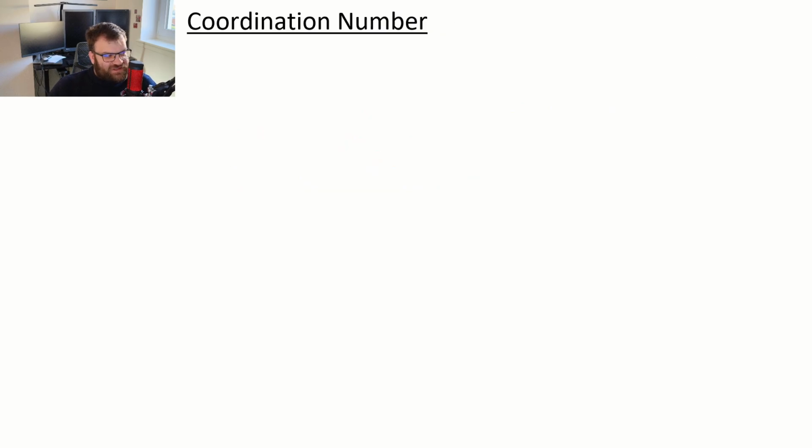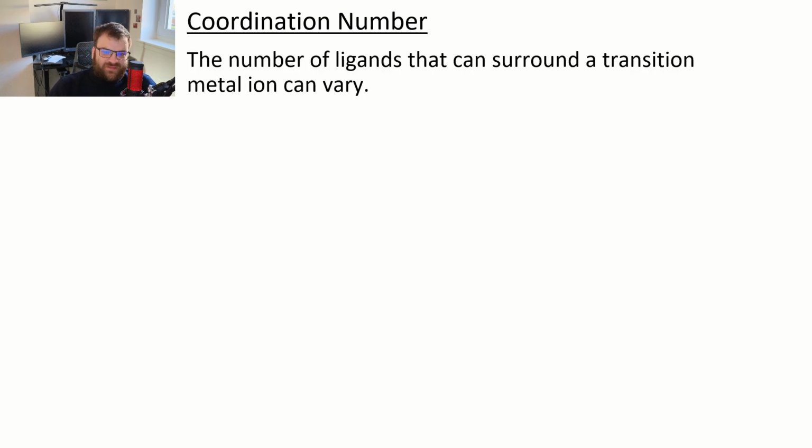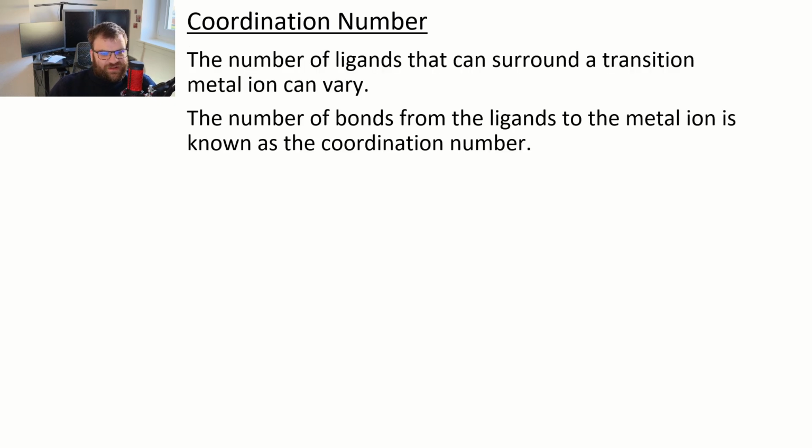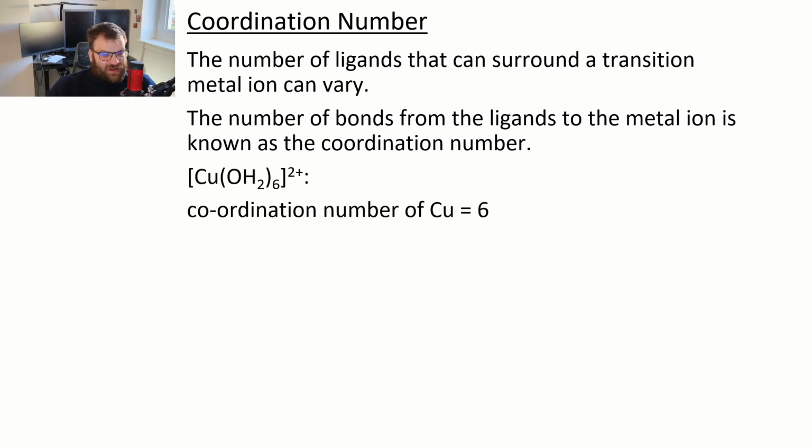Next, we're going to talk about coordination number related to the coordinate bonds, or dative bonds, that we talked about. The number of ligands that surrounds a transition metal can vary. The number of bonds from the ligands to the metal ion is known as the coordination number. How many coordinate bonds are being formed to the metal ion? In this one here, we have 6 waters. Each water joins once because it's monodentate, so there will be 6 bonds to the copper. That gives it a coordination number of 6.